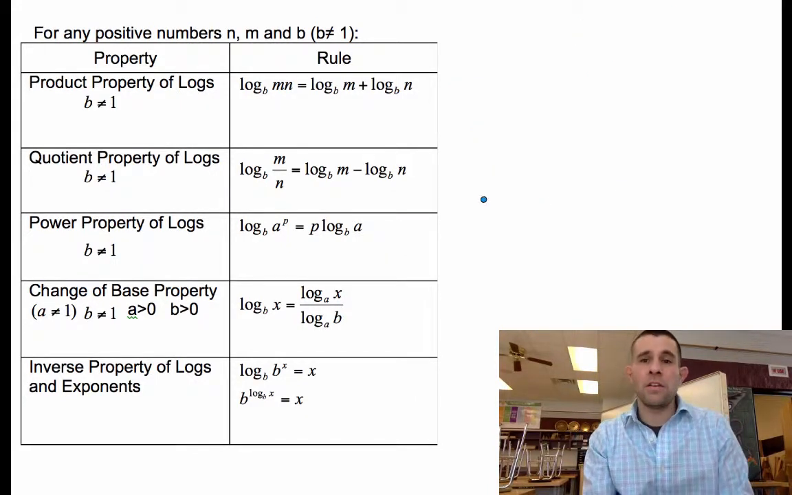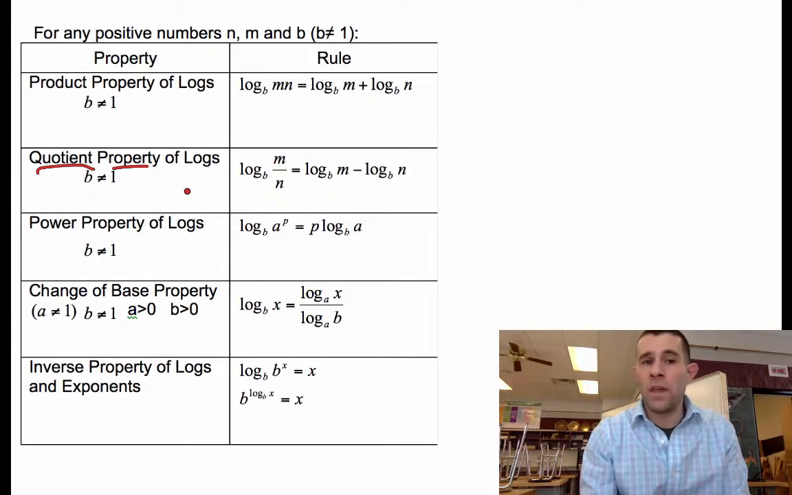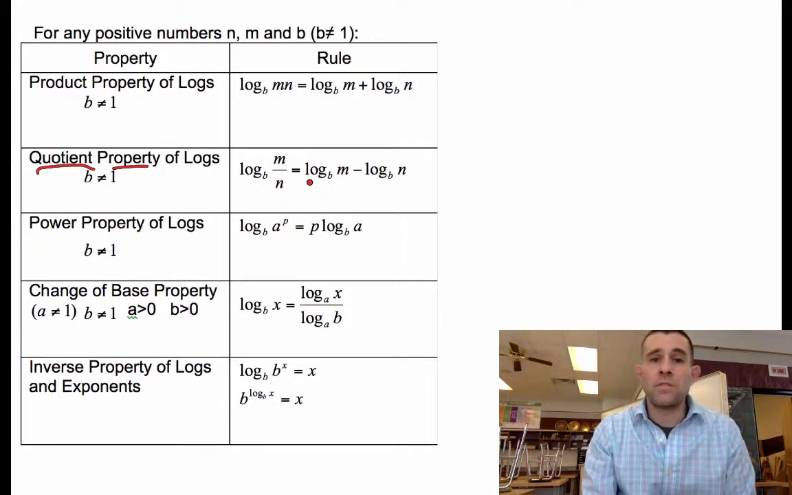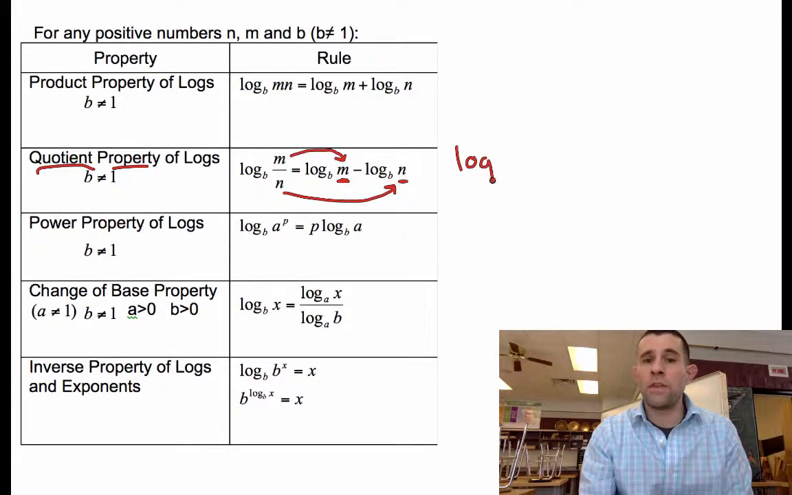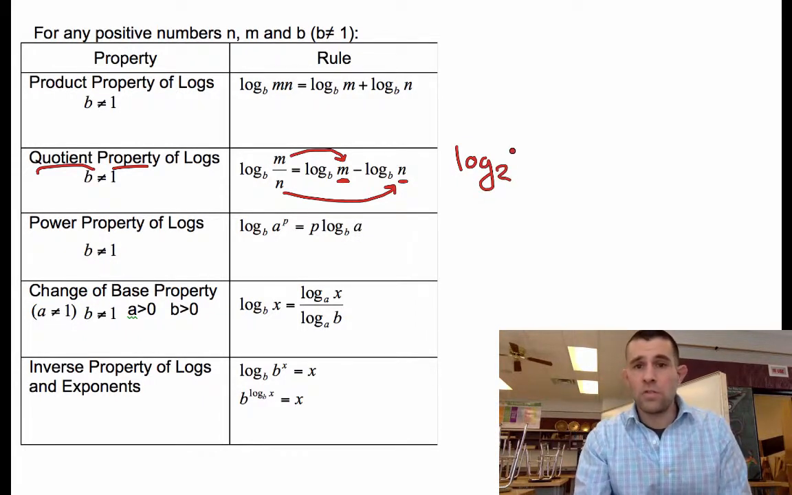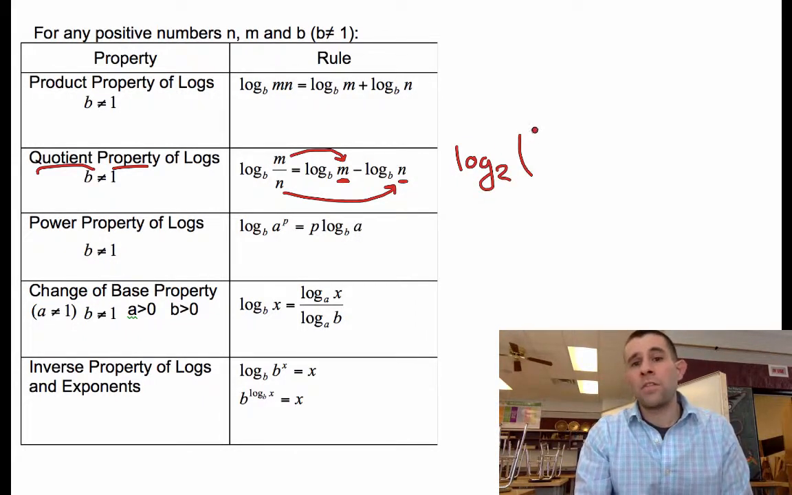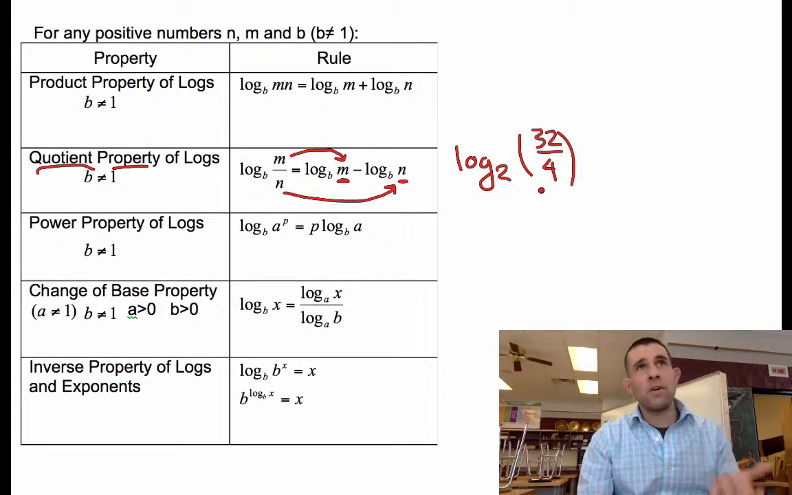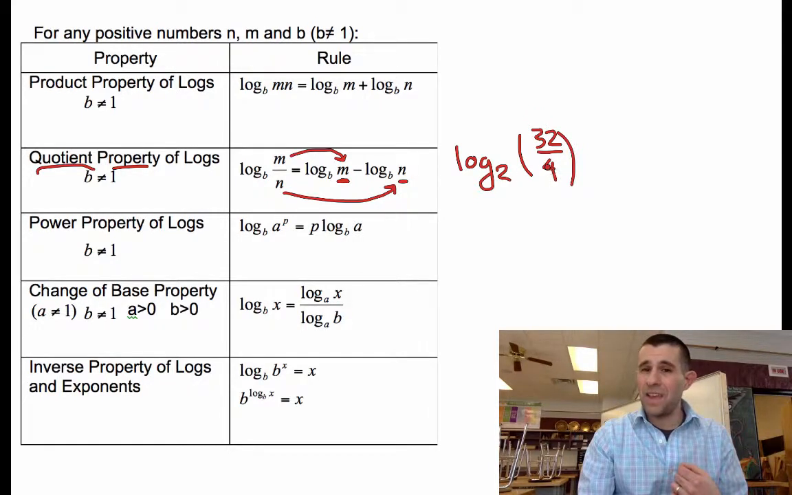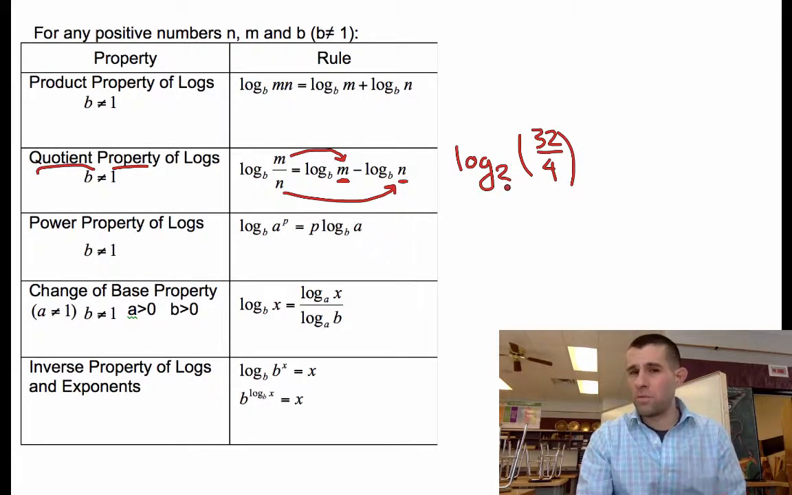All right, let's take a look at our next example. Our next example is the quotient property of logs. And it simply says this: log base b of some quotient or some fraction is equal to log base b of that numerator minus log base b of that denominator. So again, let's just do an example here, and we'll say log base 2 of, and let's go with 32 over 4. And again, you might be thinking to yourself, well, this is easy. 32 divided by 4 is 8. This should simplify to 3.